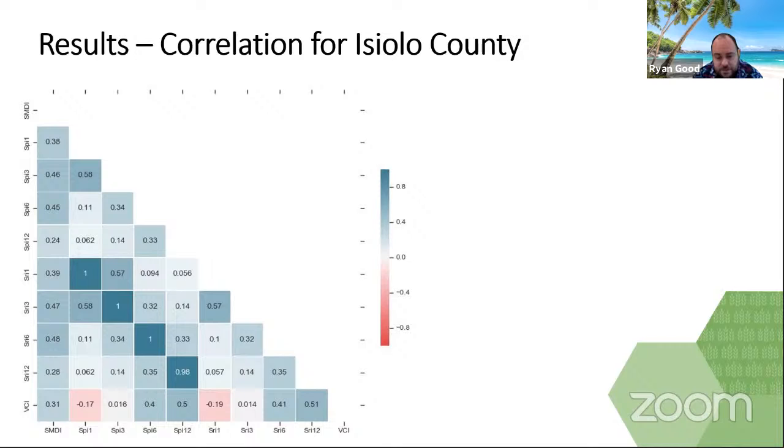In addition, the SPI and SRI indices with 1 month accumulation periods were the only outputs of this model that had negative correlations with the pre-existing VCI data, making them notable outliers in comparison to all of the other indices here. While I've only shown you the visual results for Isiolo County, all of the case study counties had very similar results.